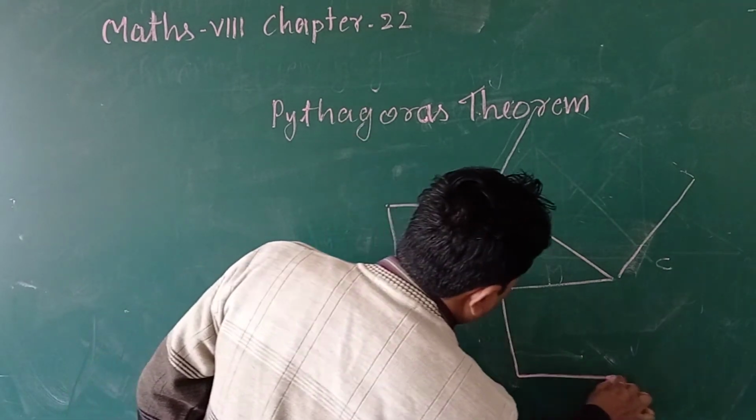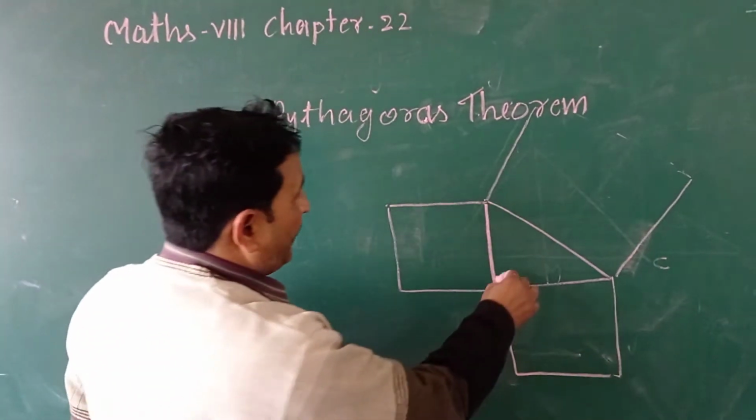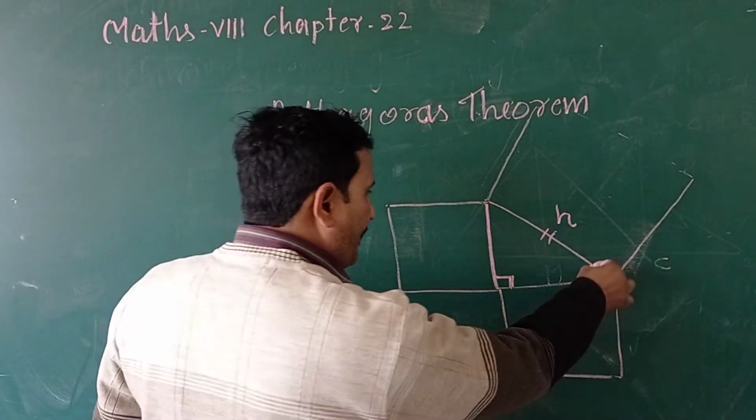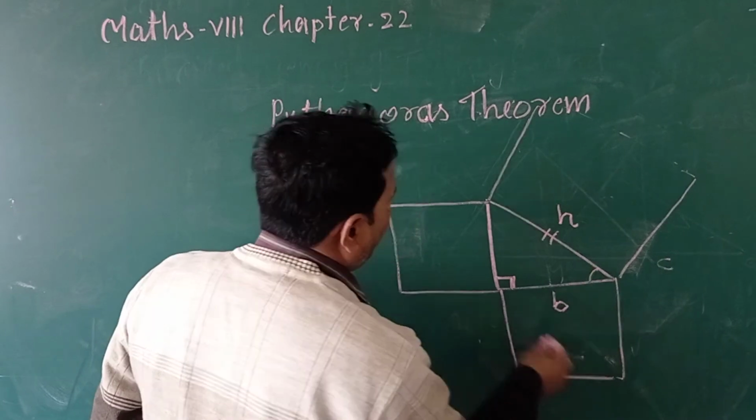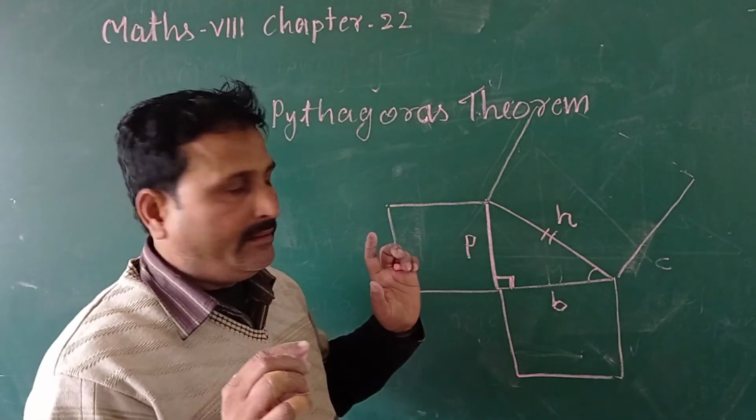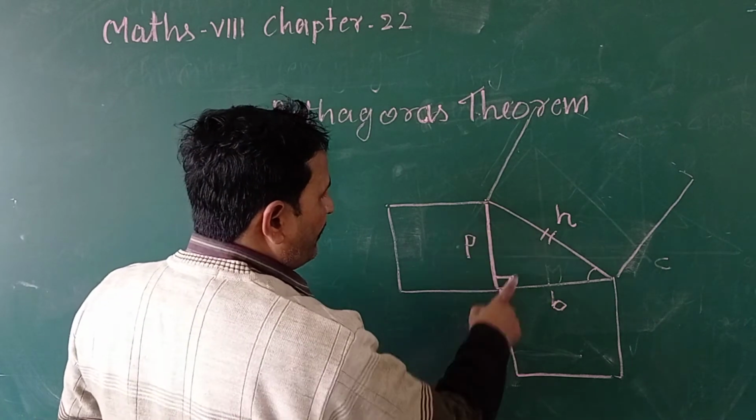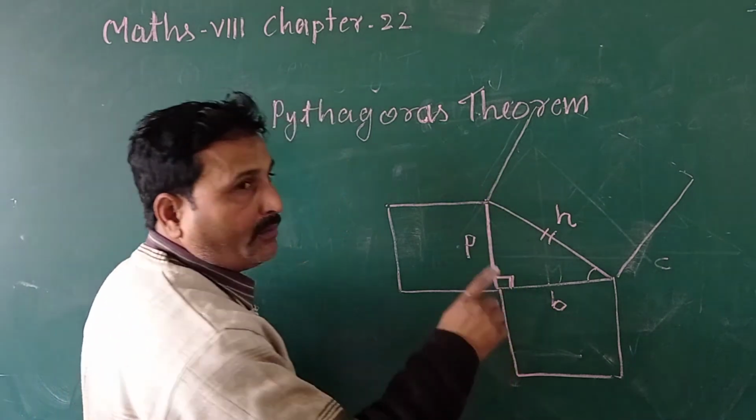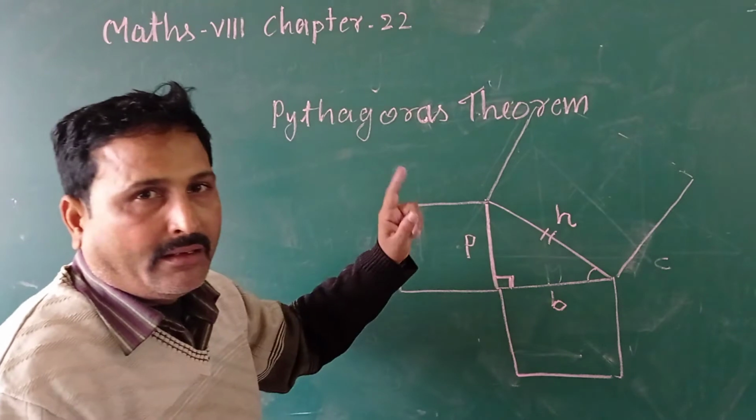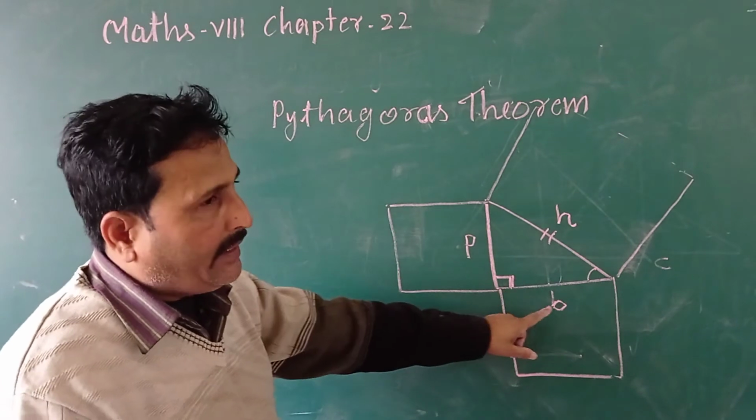In a right angle triangle, the side in front of the 90 degree angle is known as the hypotenuse. If the base angle is this, then this is called base and this one is called perpendicular. Base and perpendicular can be interchanged, but the side in front of the 90 degrees will always be the hypotenuse. So in a right angle triangle, the square on the hypotenuse is equal to the sum of the squares of the other sides.